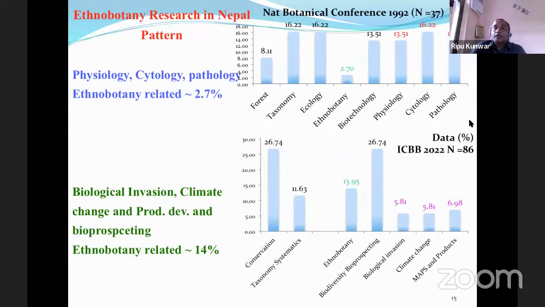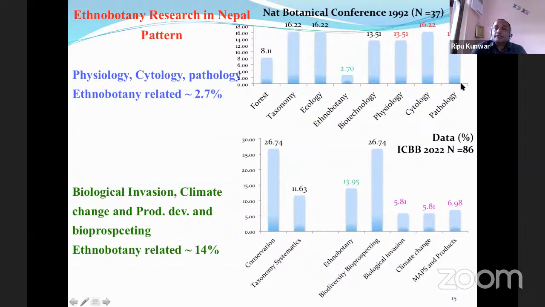Held last month with the support of the Department of Plant Resources. There were 37 papers published in the National Botanical Conference in 1992, and only one was related to ethnobotany. The others were in forestry, taxonomy, and ecology. These were the themes of the papers presented.